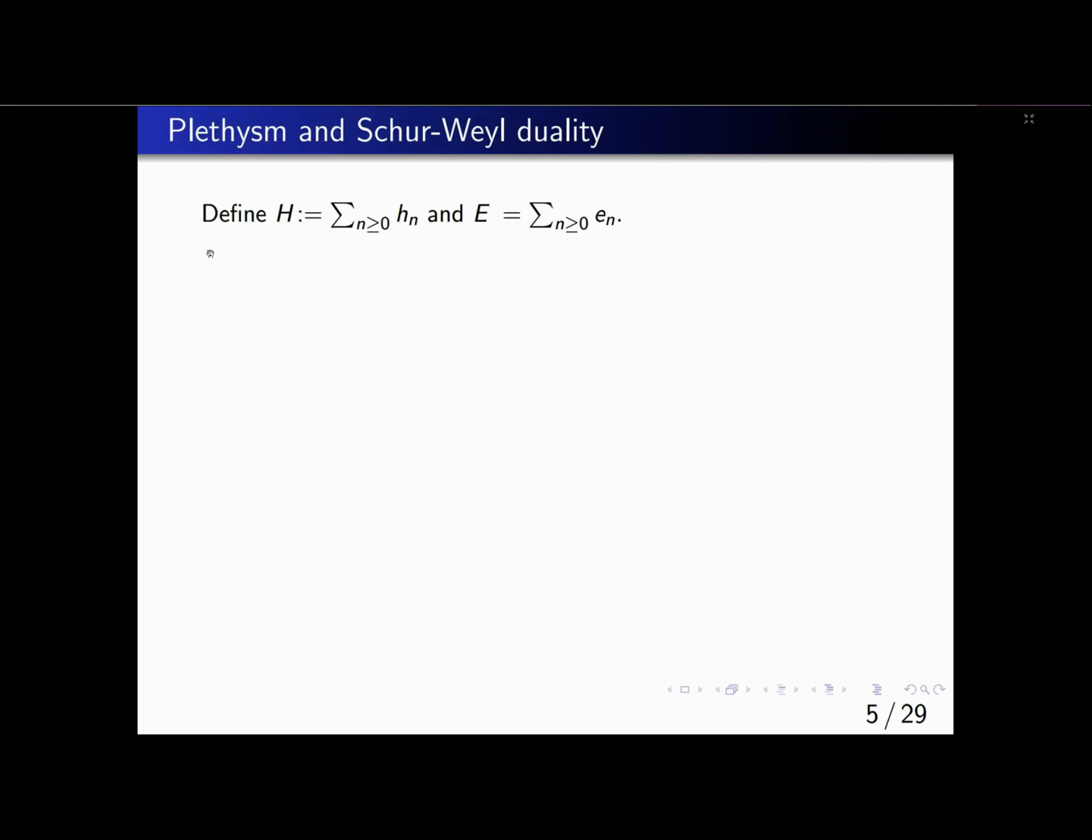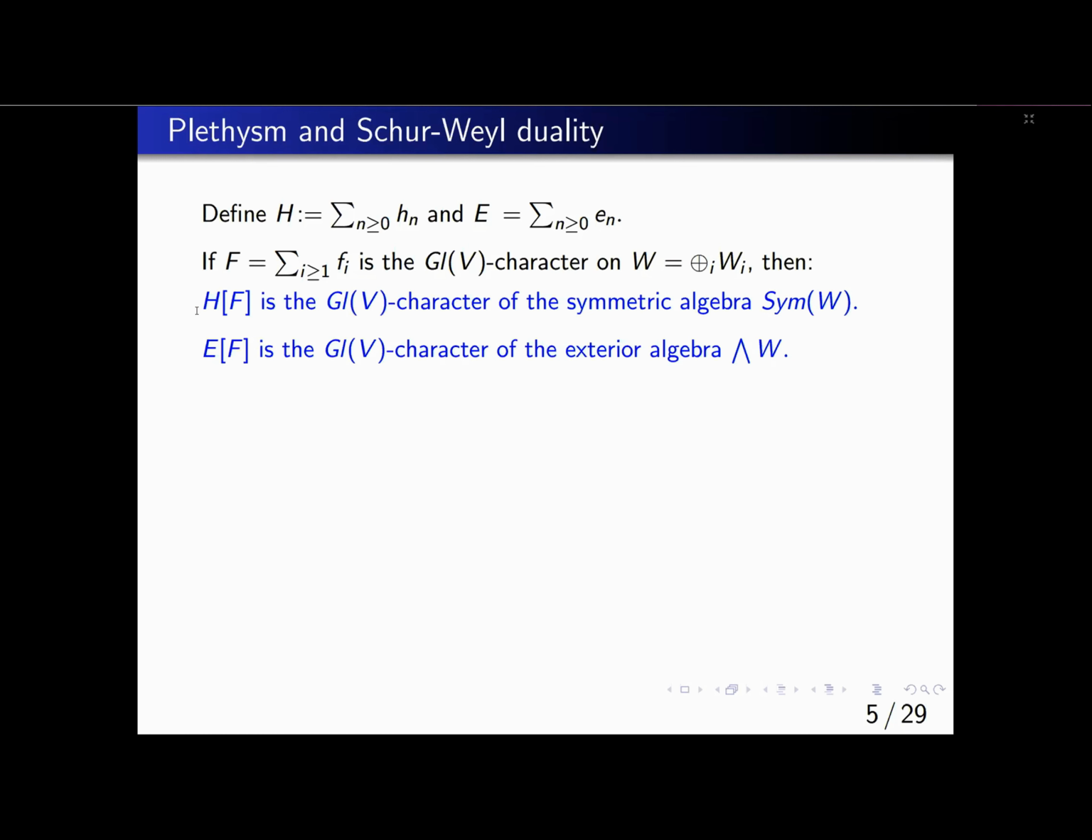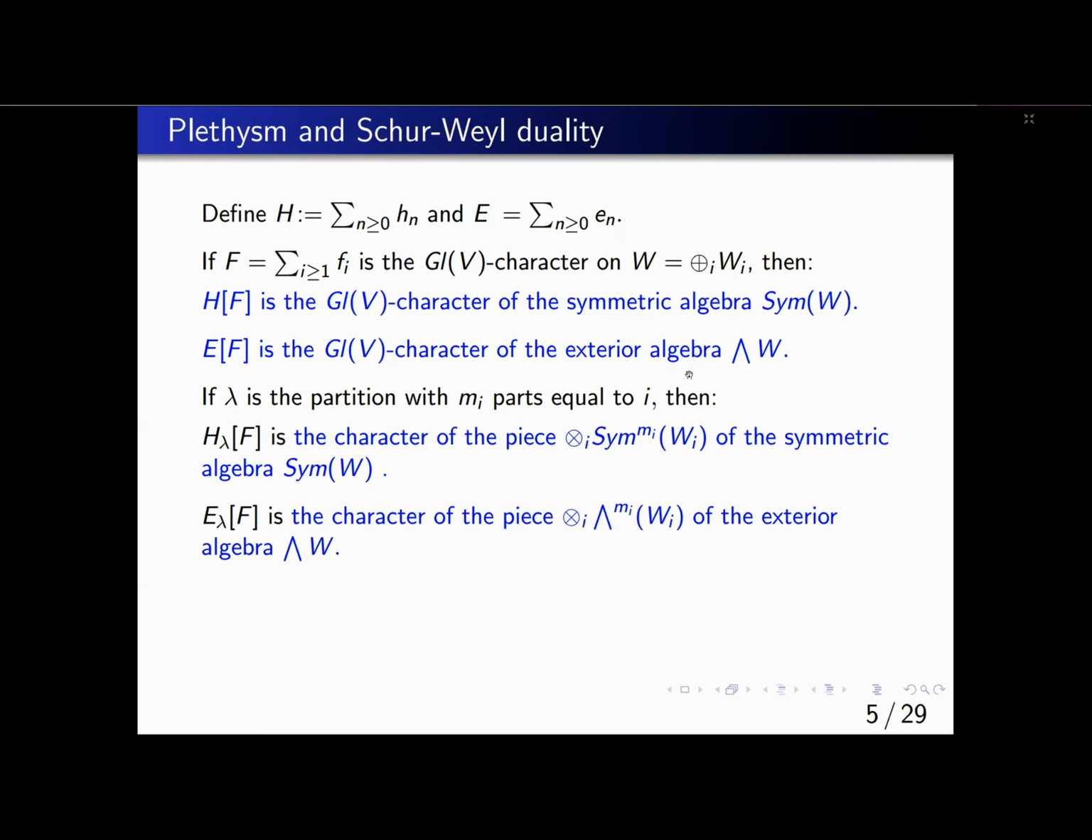All right. So I'm going to be looking at series of symmetric functions. So H will be the sum of all the h_n, including 1, and E will be the sum of all the e_n. And again, this is really what I want you to remember about plethysm. If you see something like H plethysm with F, it's the GL_V character of the symmetric algebra over the GL_V module W, where the F's basically encode the characters of the components of W. And similarly, E plethysm with F is the GL_V character of the exterior algebra of W.